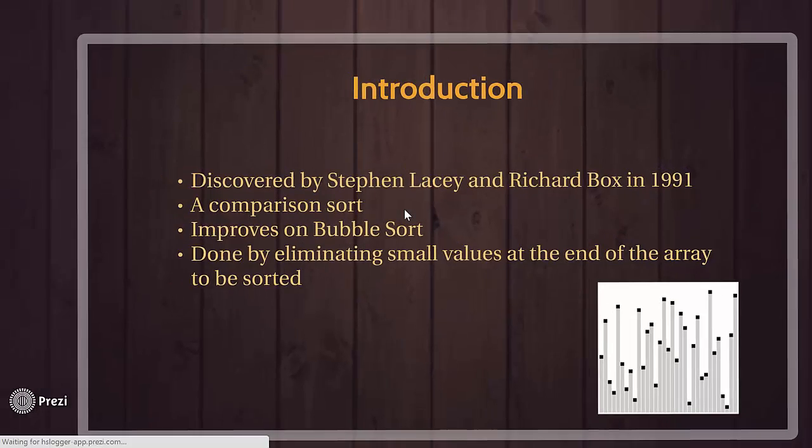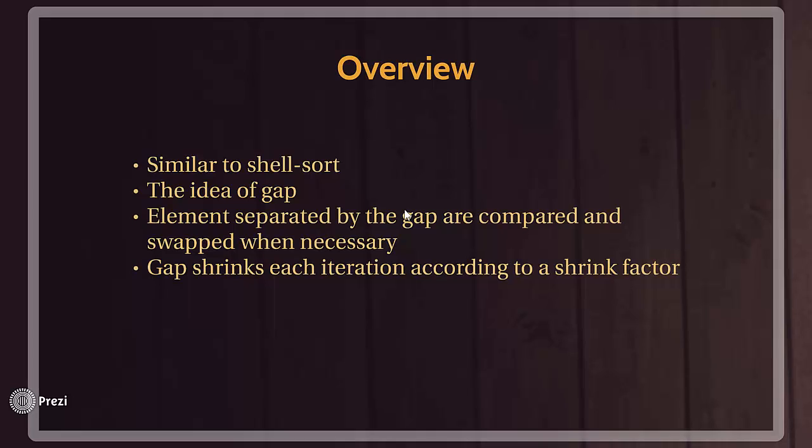Similar to shell sort, an idea of gap is introduced for COMB-SORT. A gap is defined as the distance between two items in a list. The gap starts out as the length of the list being sorted divided by a shrink factor. Elements separated by that gap are compared, and are swapped, if necessary. Then, the gap is divided by the shrink factor again.